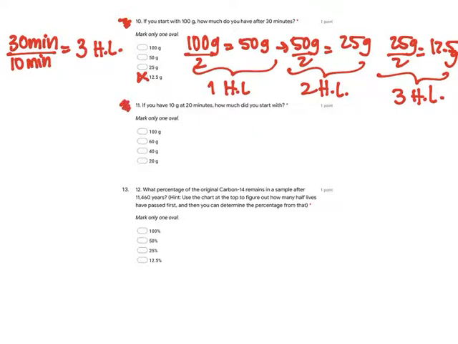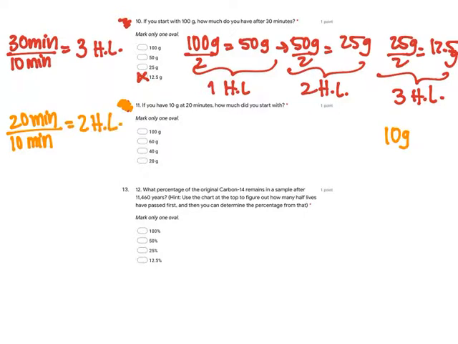Number 11 says, if you have 10 grams at 20 minutes, how much did you start with? Let's use this different color. So here we have to work backwards. We have 10 grams at the end of 20 minutes. Let's figure out how many half-lives we're dealing with. 20 minutes divided by a single half-life of 10 minutes shows that we're dealing with 2 half-lives.